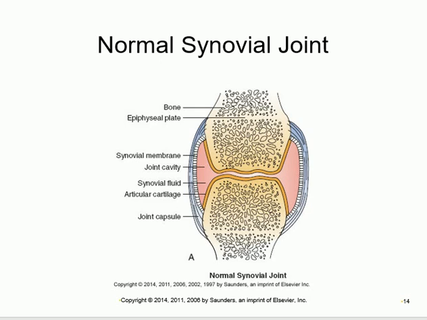This is the structure again. So what's this yellow here, if you're following? The articular cartilage. This is the joint cavity. This is the fluid. This is the capsule right here.